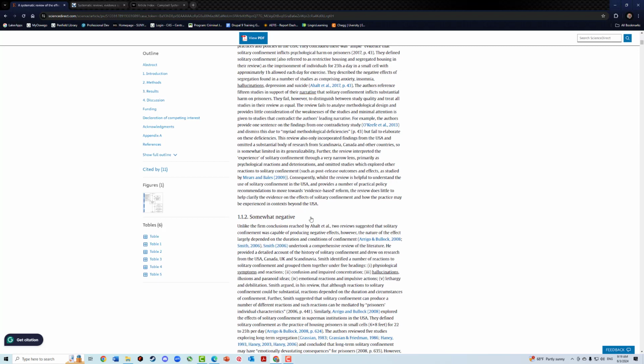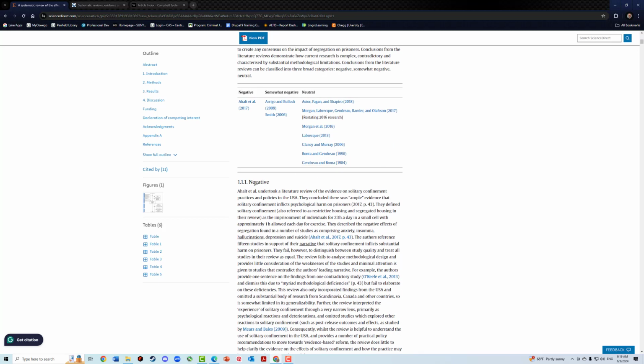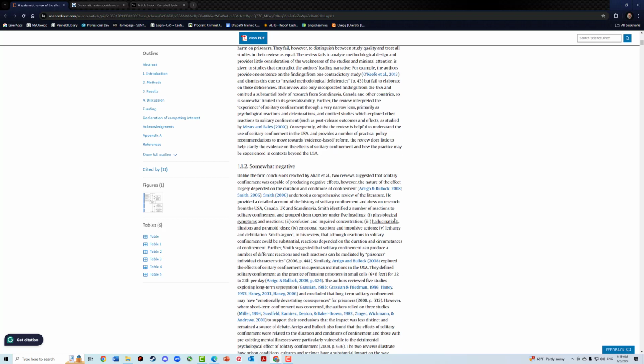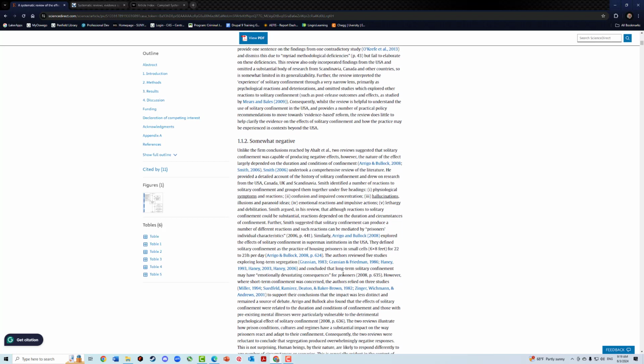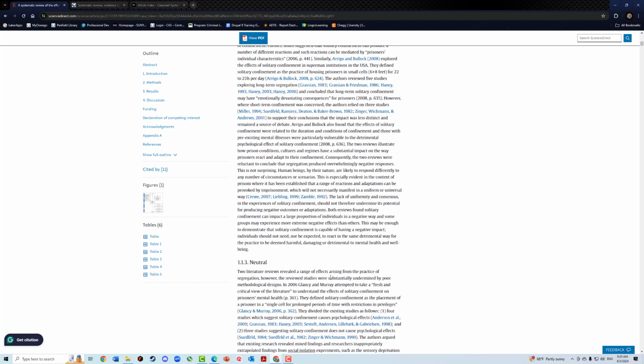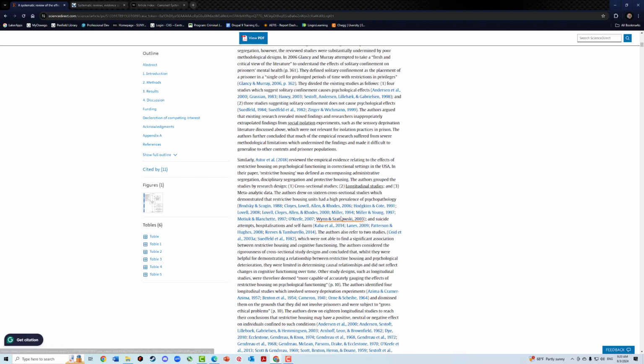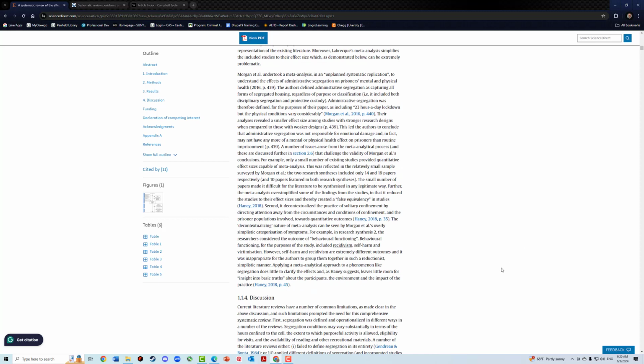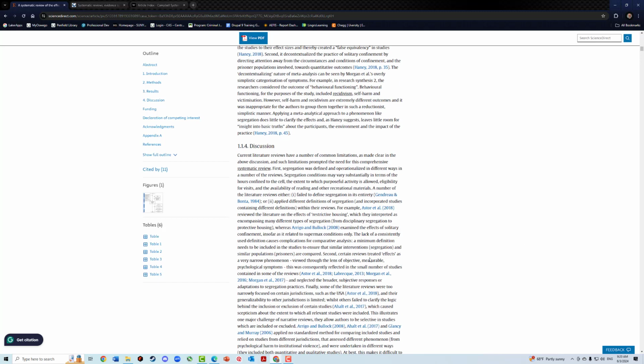Here they also tell you some studies had negative outcomes. These are the ones with negative outcomes. Some had somewhat negative outcomes. These are the ones with somewhat negative outcomes. Some had neutral outcomes. These are the ones with neutral outcomes. Some have had, I'm assuming, no positive. Okay. And then here they discuss whatever.